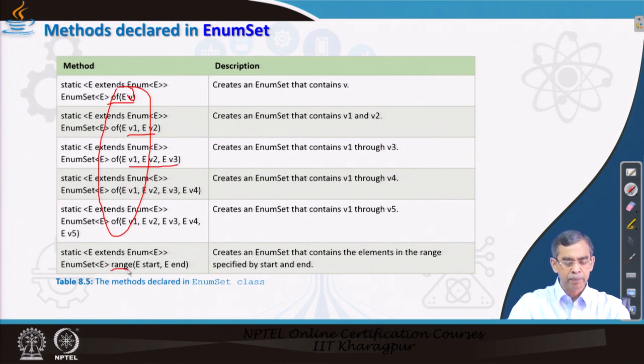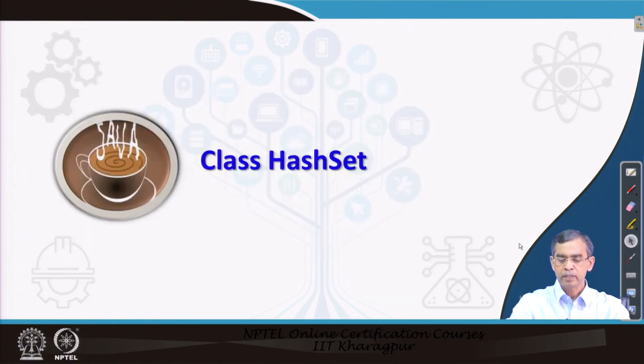It also has one method called the range method. It creates an enum set which contains all the elements in the range specified from start to end. So, it is creating another enum set using this method. These are the few methods available in order to maintain the enum sets, but learning all those methods will be clearer whenever we include some examples. Definitely all the examples will be covered when we discuss this EnumSet class in detail.